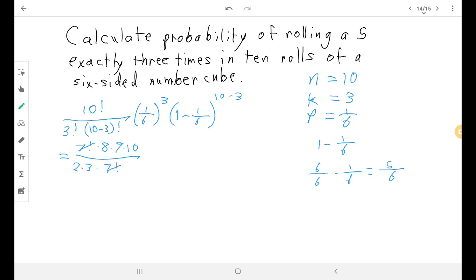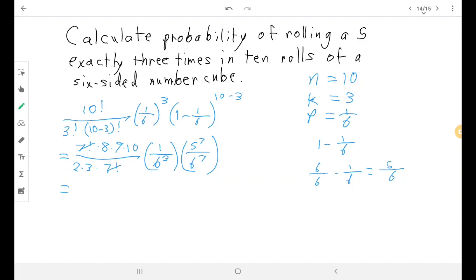And then I've got 1 over 6 raised to the 3rd power, which is the same as saying 1 over 6 to the 3rd power. And then I've got 5 over 6. We figured that out here. 5 over 6 raised to the 7th power, which is going to be 5 to the 7th power over 6 to the 7th power. And then we're going to see what we can get out of it.